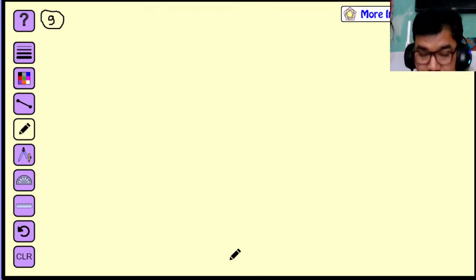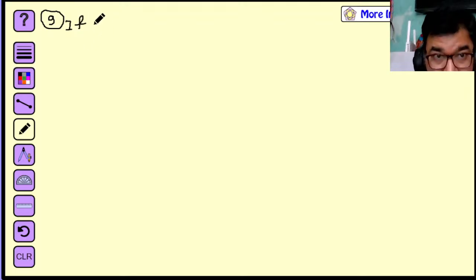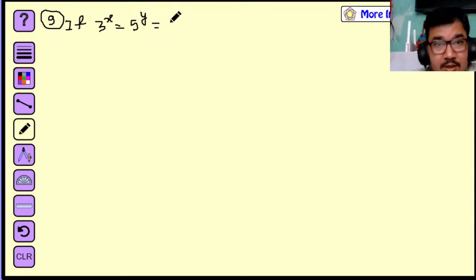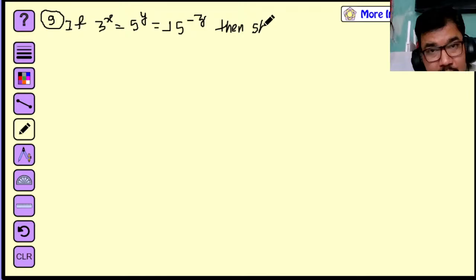The question is, look here, I'm going to repeat it. Number 9, that is the question number. See here children, if 3 to the power x equals 5 to the power y equals 15 to the power minus z, that is the given question, then we have to prove it.